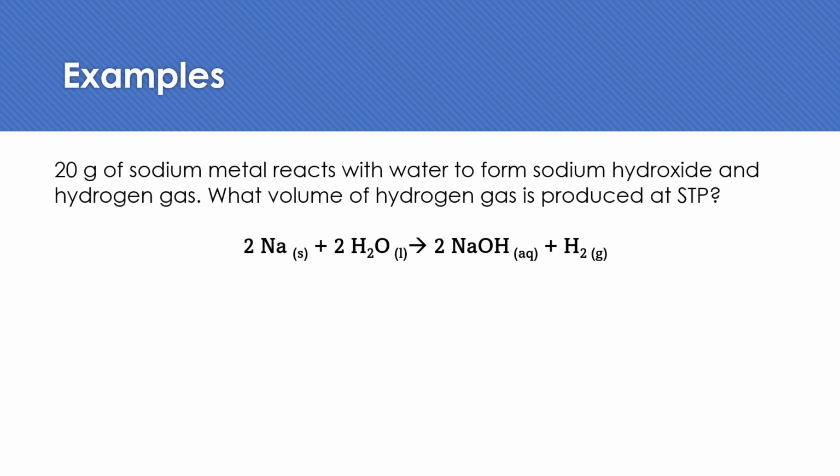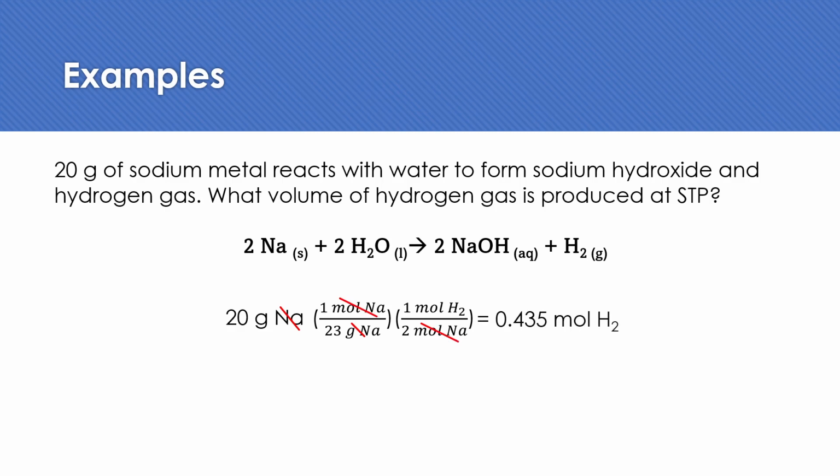"20 grams of sodium metal reacts with water to form sodium hydroxide and hydrogen gas. What volume of hydrogen gas is produced at STP?" Okay, well, if I start with 20 grams of sodium, using the molar mass of sodium, I can find the moles of sodium. Using the stoichiometric ratio, I can find the moles of hydrogen. So 0.435 moles of hydrogen.